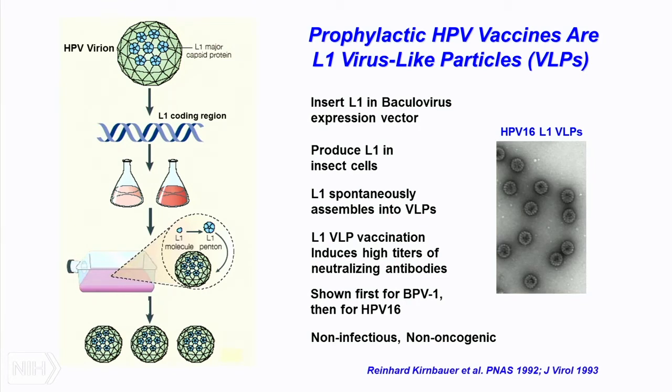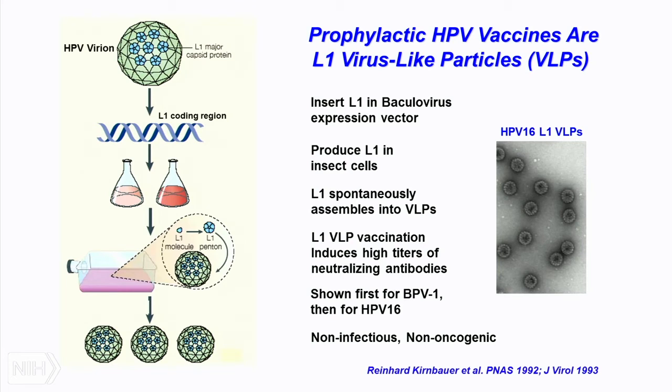When Reinhard Kirnbauer, who is a dermatologist at the University of Vienna in Austria, was working in the lab, he inserted L1 into recombinant baculovirus-infected insect cells and indeed saw that there was self-assembly spontaneously into virus-like particles, and that when he immunized rabbits, he could induce very high titers of neutralizing antibodies.